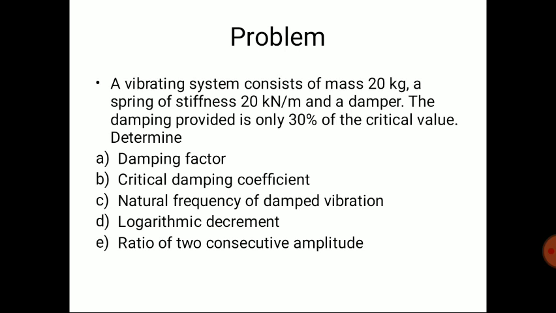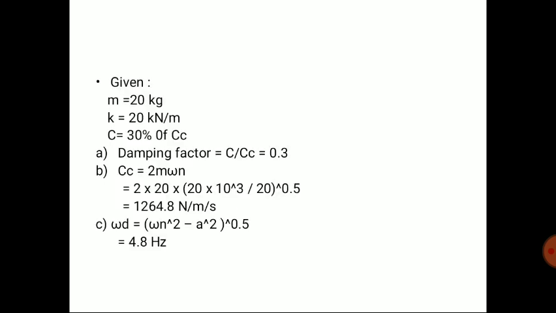A vibrating system consists of a mass of 20 kg, a spring stiffness of 20 kN per meter, and a damper. Damping provided is only 30% of critical value. Determine damping factor, critical damping coefficient, natural frequency of damped vibration, logarithmic decrement, and ratio of two consecutive amplitudes. So mass is given 20 kg, 20 kN per meter, c is 30% of cc, the critical value. So damping factor c by cc equal to 0.3.